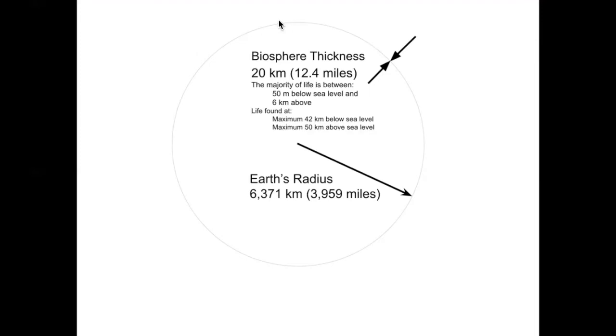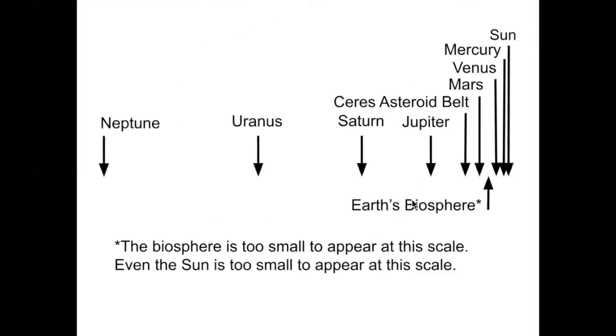So this thin line represents the limits. And the biosphere is located here. It's too small to print on this scale. Even the sun is too small to print on this scale. So this is the solar system with the planets lined up, the sun, and here's the biosphere, and all the way up to Neptune.